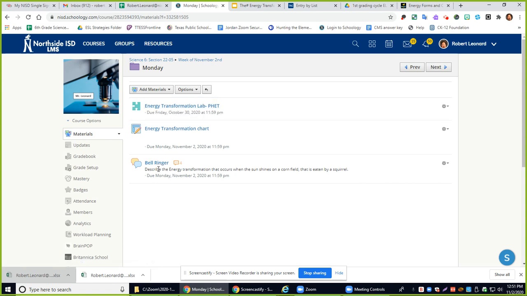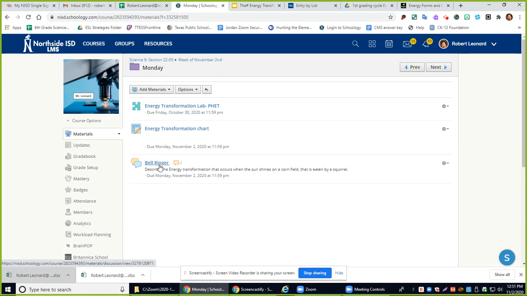Okay, let's talk about the bell ringer. It says, describe the energy transformation that occurs when the sun shines on a cornfield that is eaten by a squirrel. Okay, well, sun is radiant energy. Sunlight is radiant energy.